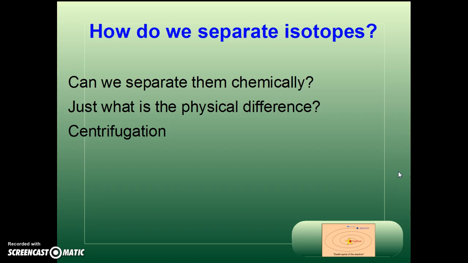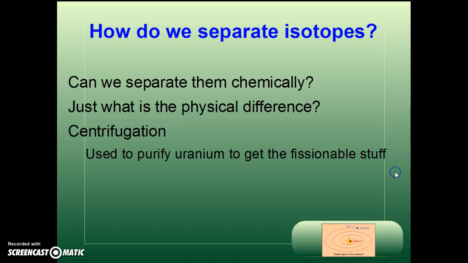But if we could find something that doesn't dissolve in water, we could slurry it up, put it in a centrifuge tube, and then the more massive isotope would come out first. This is used to purify isotopes of uranium to get the stuff that fissions, that is, that can be used in a nuclear reactor, or, unfortunately, a nuclear weapon.